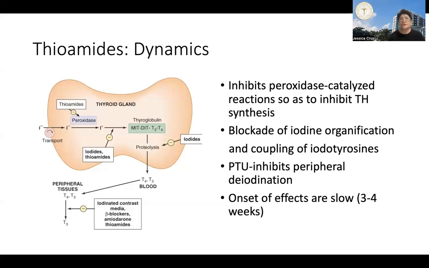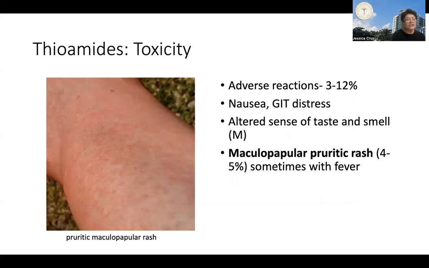And this is something that you have to advise your patients, not to get upset if they do not observe an immediate relief of their symptoms right away, no? Okay. Now, these are some of the toxicities of thioamides. What you see on the screen are some reactions which can be seen in about 12% or less of patients. No? So it's a pruritic maculopapular rash, 4 to 5% lang pala to.